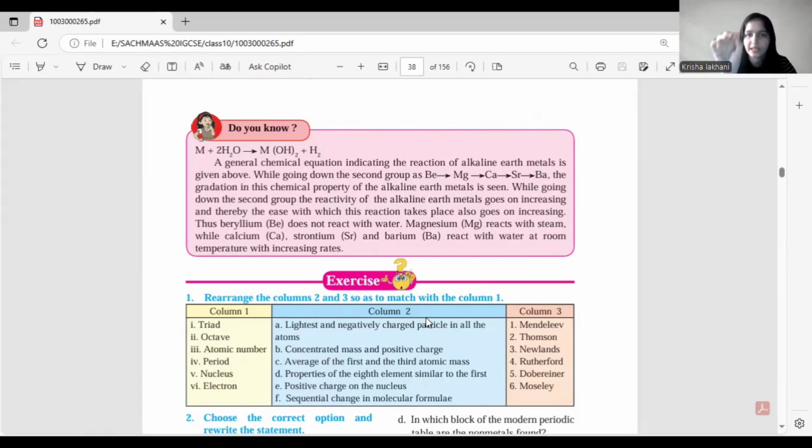Gradation means changes. What changes are happening? While going down the group, the reactivity of the alkaline earth metal goes on increasing. This is a common thing that we know. Please remember all the rules I'm telling you. If these rules are not learned by heart, please make sure that you write them 10 times and learn them. And thereby the ease with which the reaction takes place also goes on increasing. As we go down, reactivity increases, meaning reaction will happen quickly, so the ease of reaction will increase.